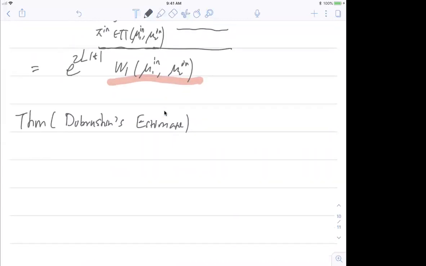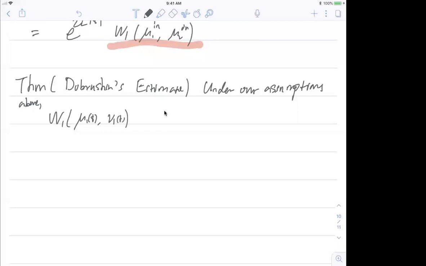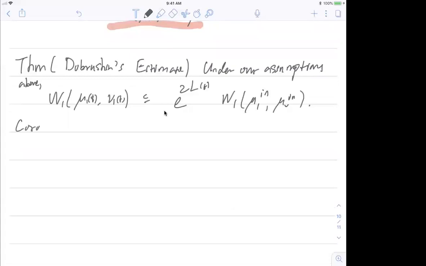Which is just W1 of mu1t, under all our assumptions above, we have the following. Okay, so we are done. And so the mean field limit part is just the corollary.